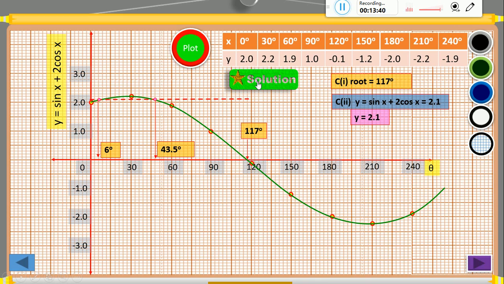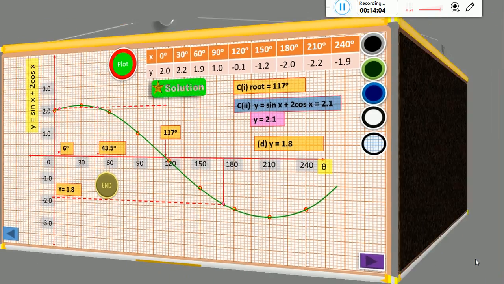Then the last question, we have to find the value for D. The dashed line gives us the value. I will trace that to the y-axis. As you can see, that gives us 1.8. That's the solution to this question. We will now go straight to the next question.